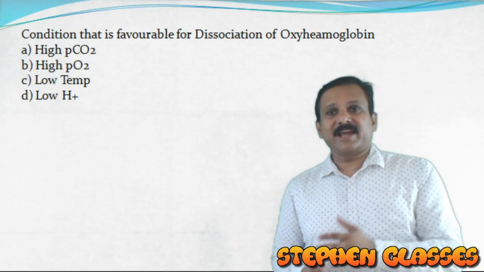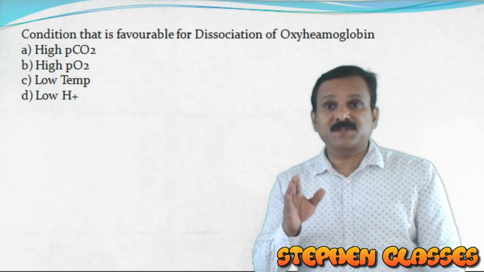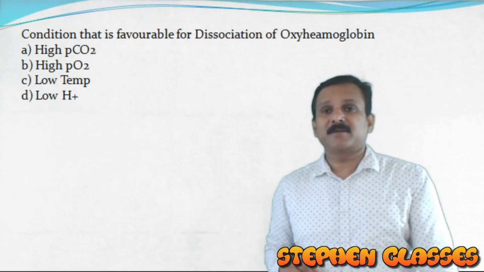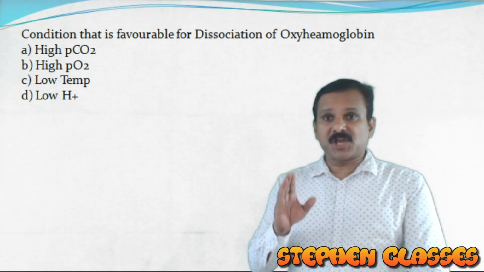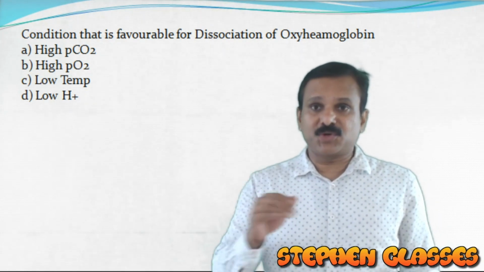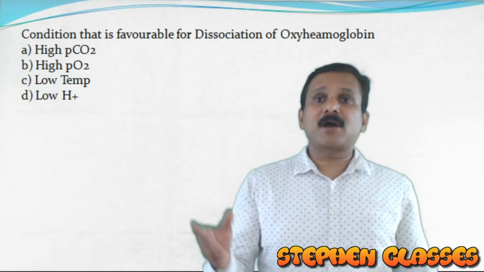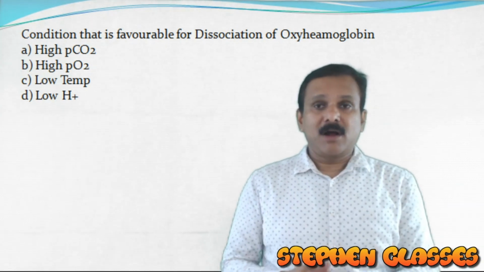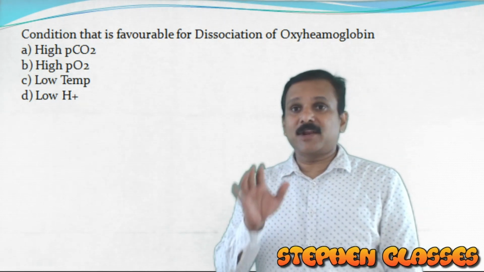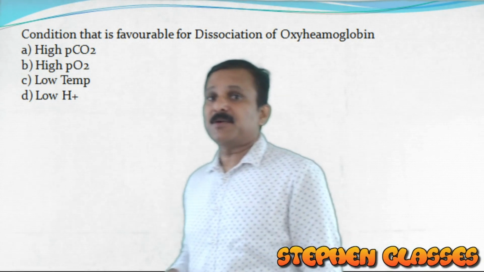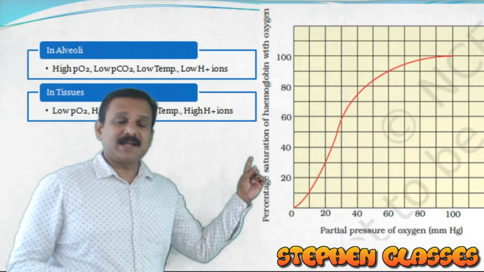So now we have the next question on the screen. The condition that is favorable for dissociation of oxyhemoglobin. As you know, there are favorable conditions for dissociation of oxyhemoglobin in tissues, and in alveoli you can see the conditions for formation of oxyhemoglobin, or for saturation of oxyhemoglobin. This is clearly given in your NCERT. So these points you have to remember. The points are coming on the next slide.